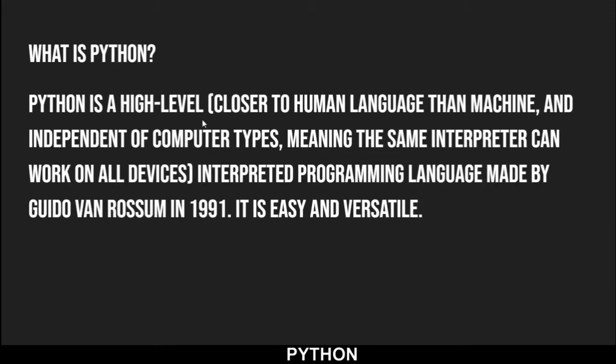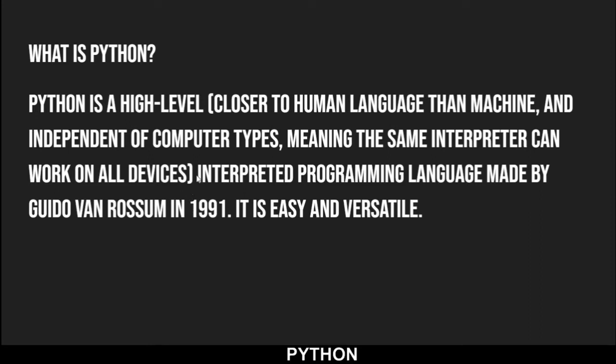Python is a high-level language which was made in 1991. So what is a high-level language? It is closer to a human language than a machine, so when you read that code, it will seem like it's just English. And it is independent of computer types, meaning the same interpreter can work on all devices.